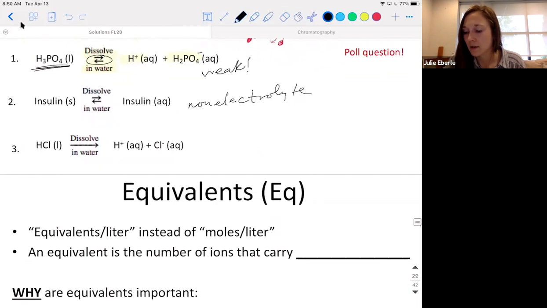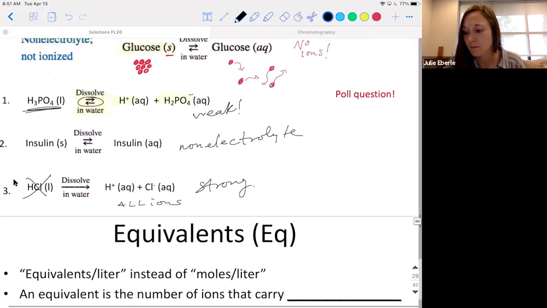All right, then HCl. We got a single arrow, so most everybody picked strong electrolyte because we do not have a reversible arrow here. So you're not going to have any of your HCl when it's left. You're going to have all ions. All right, so this is a strong electrolyte. Okay, questions on that?